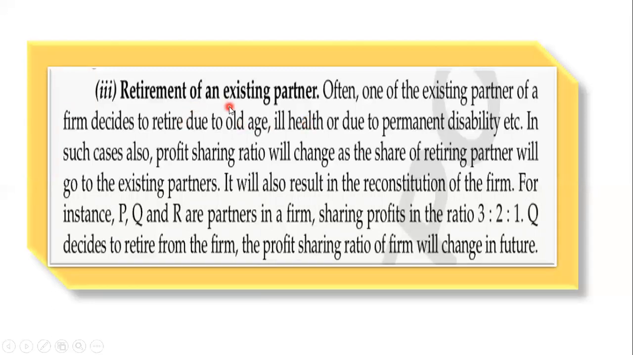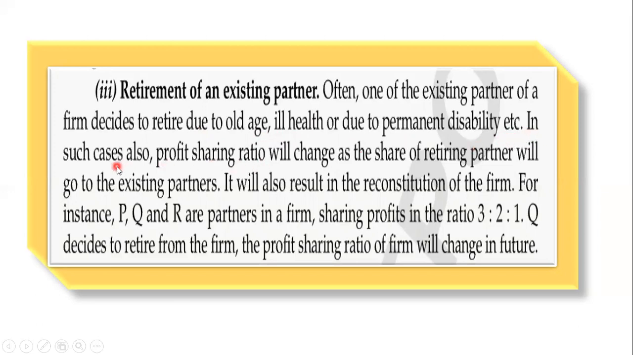So the remaining partners can make a new agreement between themselves to continue the business. Whenever there is a change in the profit sharing ratio, it is called reconstitution of partnership firm, as you know. Here, often one of the existing partners of a firm decides to retire due to old age. कभी ऐसा भी हो सकता है कि कोई पार्टनर बहुत बूढ़ा हो गया हो और वो रिटायरमेंट चाहता हो, or ill health, or due to permanent disability, etc. There may be any cause of retirement.